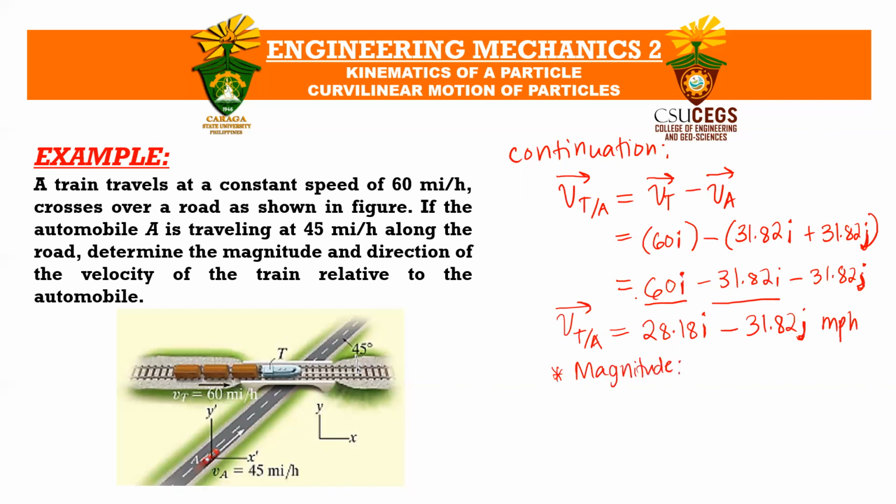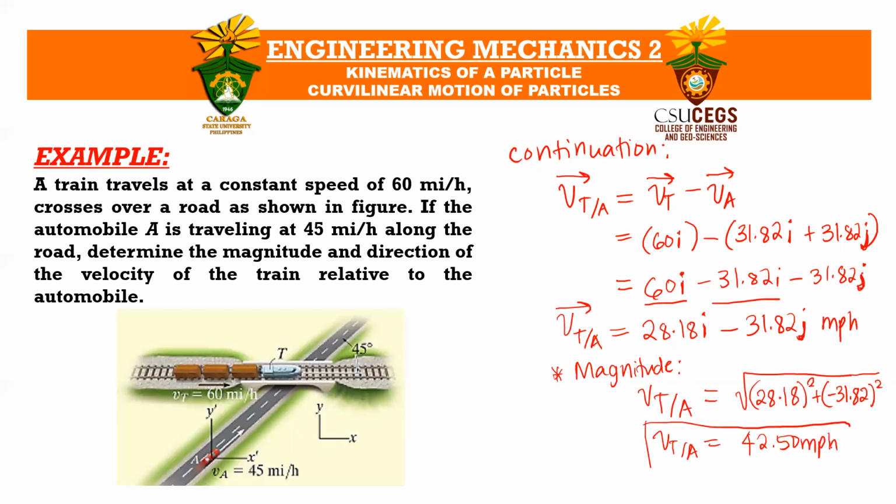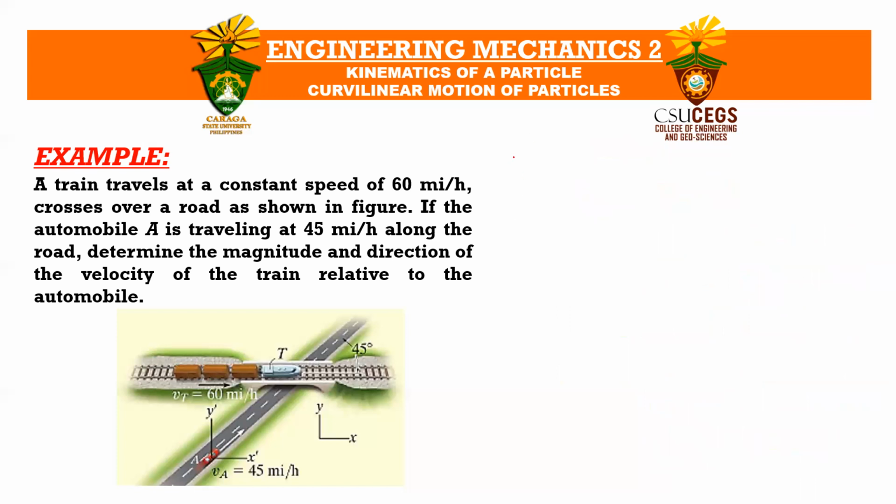by using the Pythagorean theorem, the magnitude of the train relative to the automobile is equal to the square root of your x component, which is 28.18 squared, plus the y component, which is negative 31.82 squared. So therefore, the magnitude would be equal to 42.50 miles per hour. So this is the magnitude of your train relative to the automobile. Afterwards, once you determine the magnitude, you can now determine the direction.